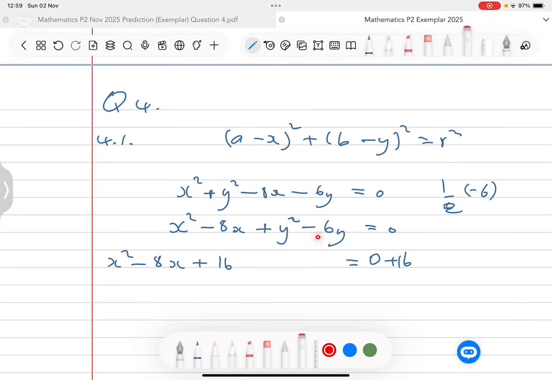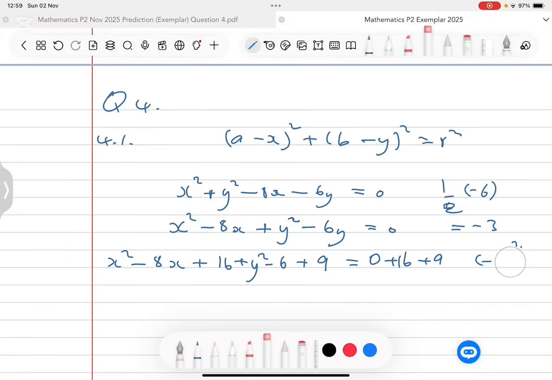Remember, negative 6 is the coefficient of y, and half of that will give me negative 3. Then we square that negative 3. Squaring the negative 3 will give us a 9. That means I'm going to have y squared minus 6y, and we're adding a 9 on this side. Because I've added a 9 here, I also have to add a 9 on the other side so that my equations are balanced.